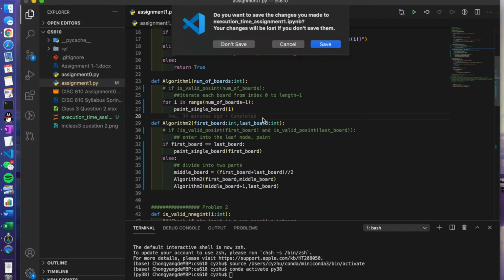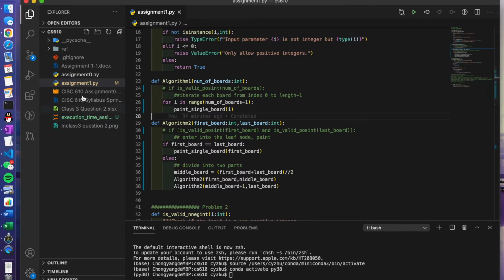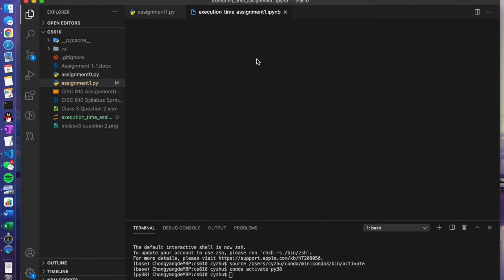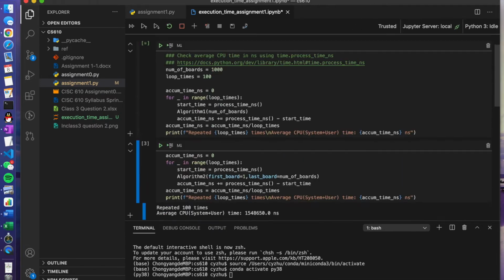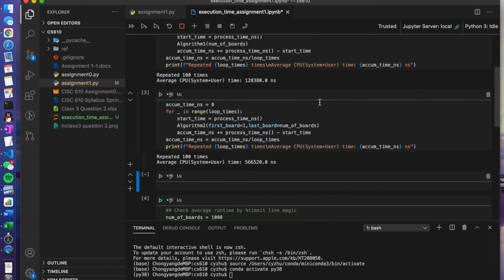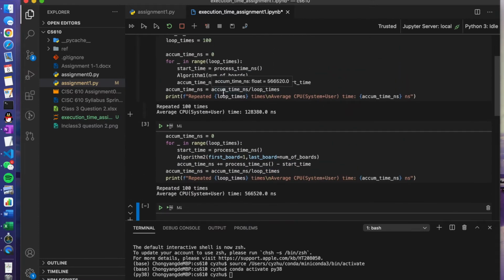Save. Yeah, let's see. All right. We can see here both of the average CPU times improved, and algorithm 2 improves 2 times more, while algorithm 1 only improves a little bit. So that part of checking did influence it pretty much.